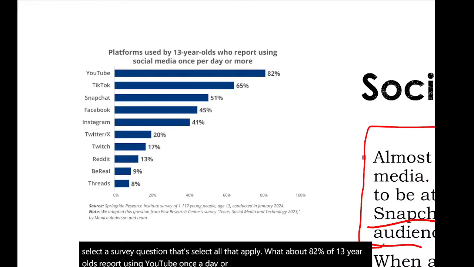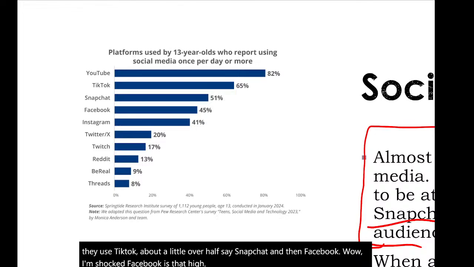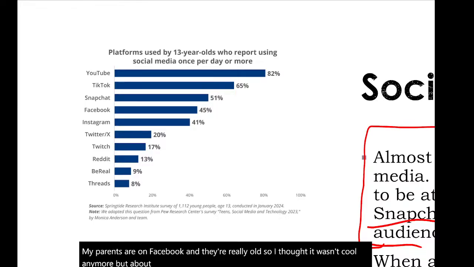2/3, 65%, say they use TikTok. A little over half say Snapchat, and then Facebook. Wow, I'm shocked Facebook is that high. My parents are on Facebook, and they're really old, so I thought it wasn't cool anymore. But about 45% use it, and 41% are on Instagram.